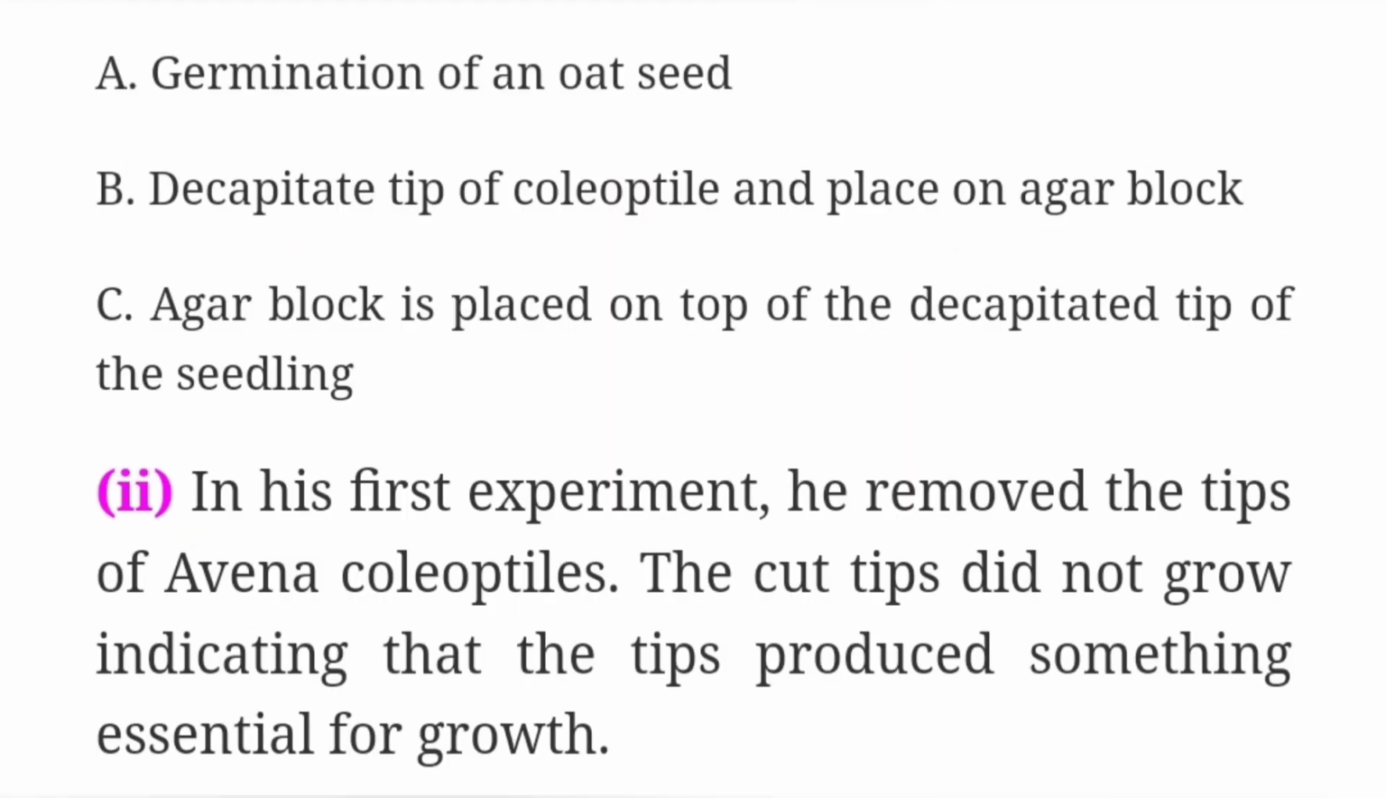Option A, germination of an oat seed. Option B, decapitate the tip of the coleoptile and place an agar block. Then option C, the agar block is placed on top of the decapitated tip of the seedling. Then second point, in his first experiment, he removed the tips of Avena coleoptiles. The cut tip did not grow, indicating that the tips produced something essential for growth.